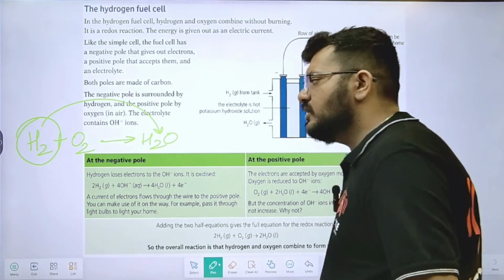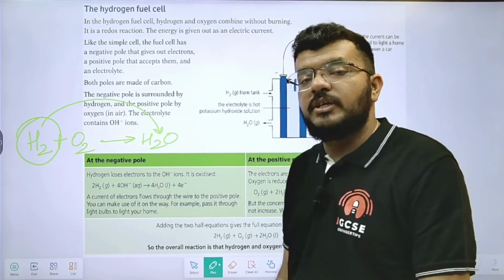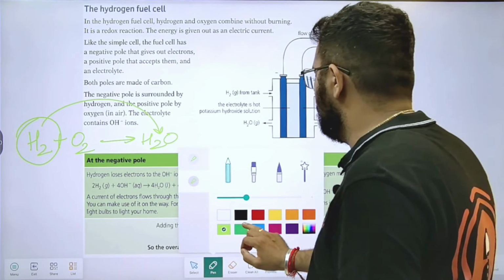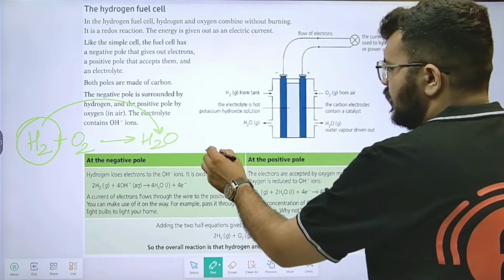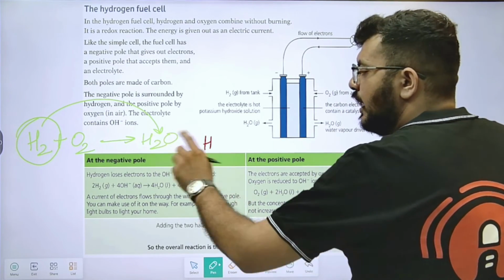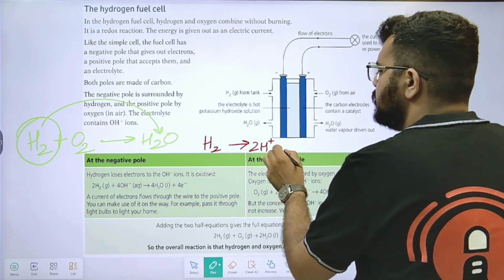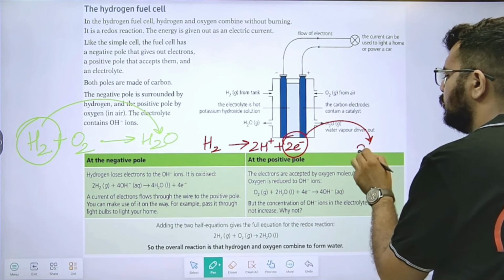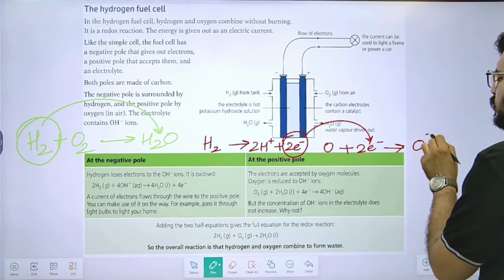So the product is water. This can be considered a green fuel because it is not producing carbon dioxide. But what is happening behind the scenes, which we are not able to see, is hydrogen, right? It produces H plus and loses 2 electrons. These 2 electrons go to oxygen, right? Oxygen gains 2 electrons to become O2 minus.